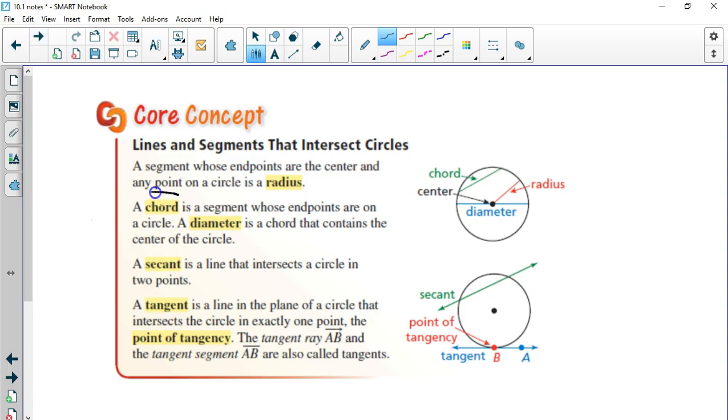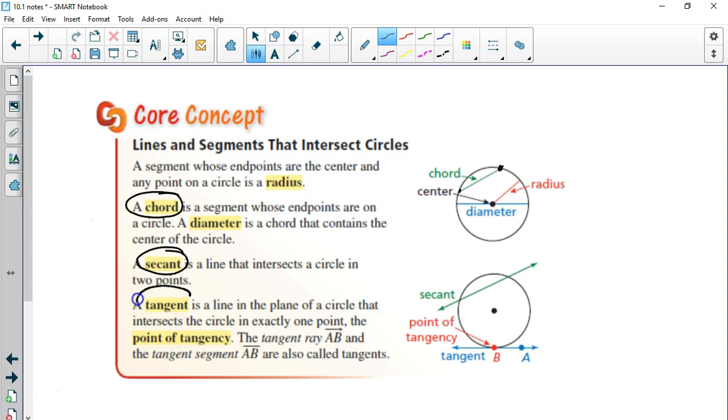New word we're getting here that you may not have heard before is a chord. A chord has 2 points on the circle, like so. All right? A secant, also a new word, is a line that intersects the circle at 2 points. So this is just going through the circle. It comes from outside, goes through the circle, and leaves the circle.